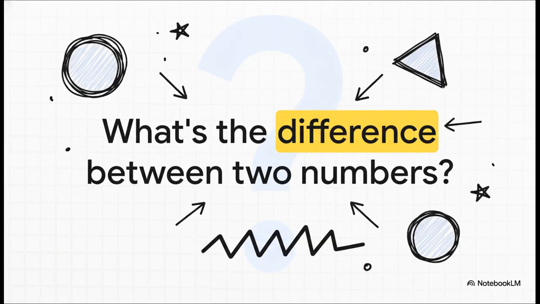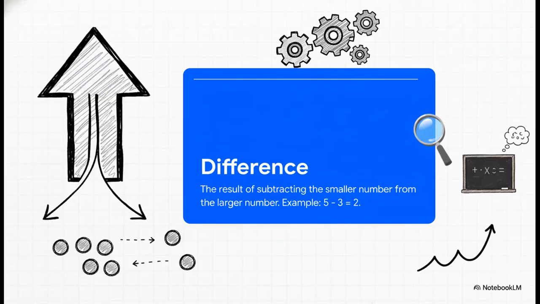So let me ask you something, and it's going to sound almost ridiculously simple. What's the difference between two numbers? Seriously, take a second. What's the very first thing that pops into your head? Yeah, I'm willing to bet you landed right here. The difference is just what you get when you subtract the smaller number from the bigger one. 5 minus 3 is 2. It's simple, it's straightforward, it's elementary school stuff. And look, you're not wrong, but that is just the tip of the iceberg.